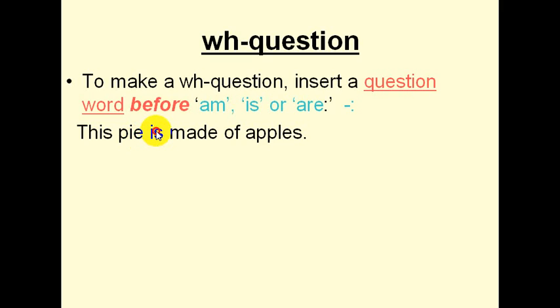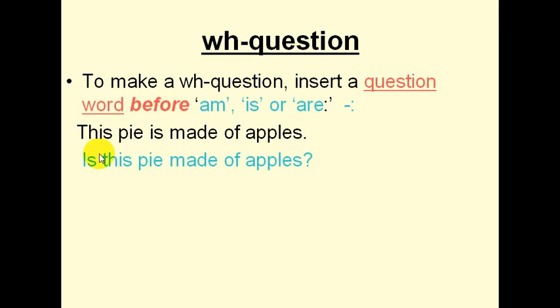Is this pie made of apples? The rest of the sentence is still as it is in the question. Just add a question mark at the end to make it a question. Now I want to make a WH question, and it will be easy. Just insert the question word before verb to be here, before "is," to get my WH question.